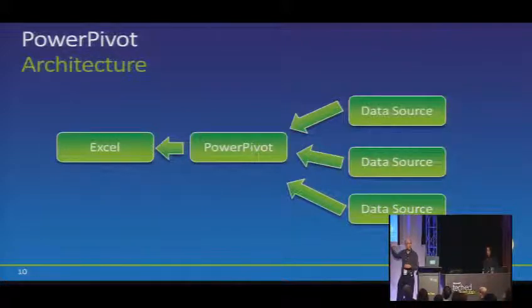What's happening under the covers there is PowerPivot is creating this in-memory analysis services cube. And then when you switch across to Excel and create a pivot table, you're connecting to that in-memory cube, and Excel's just acting like it usually does in browsing an analysis services cube.